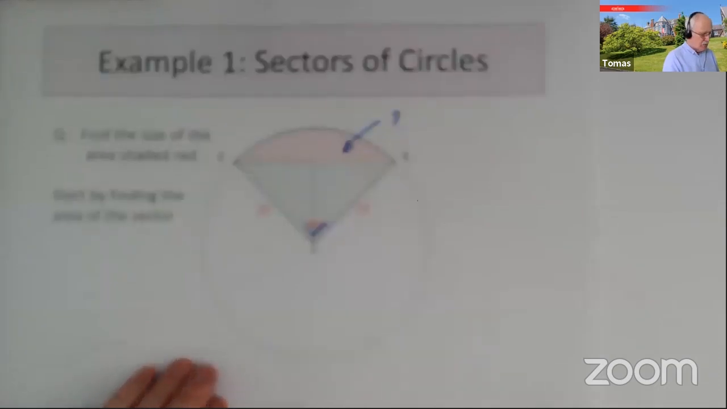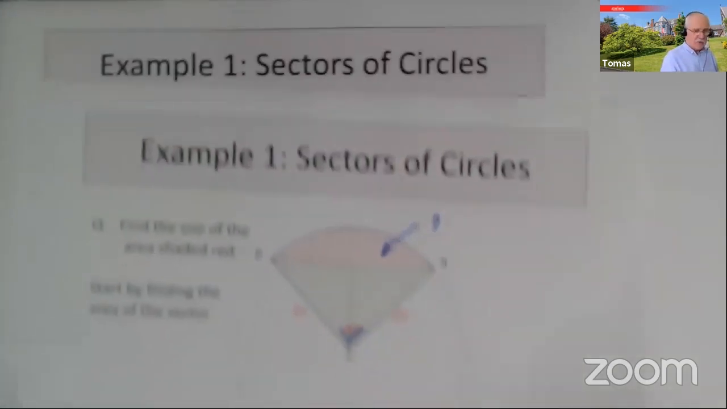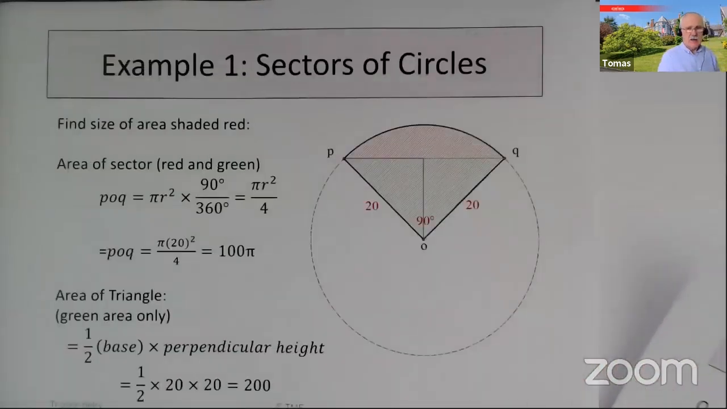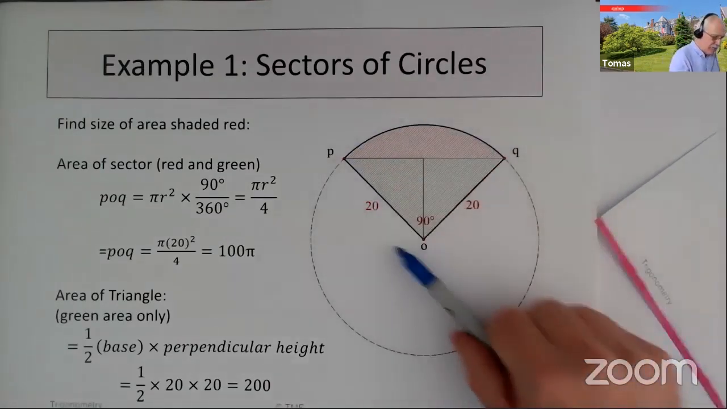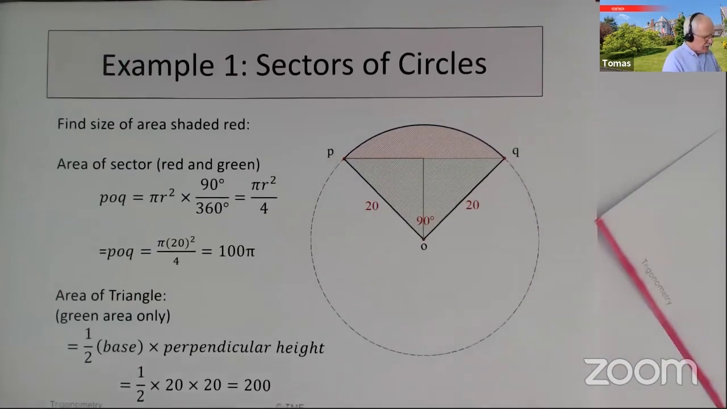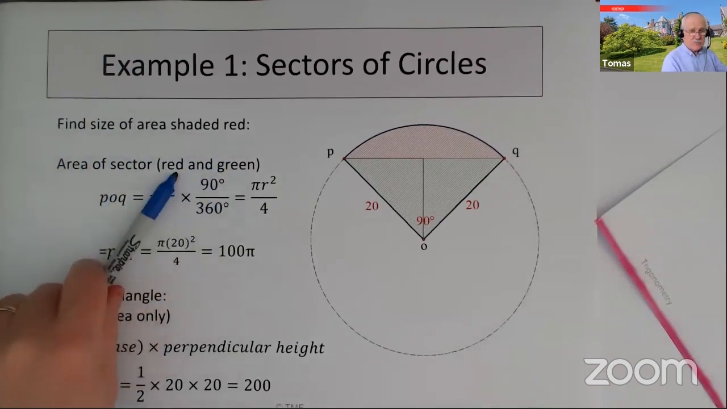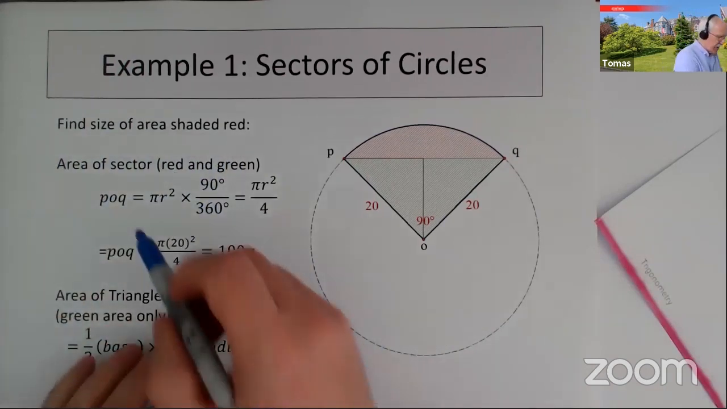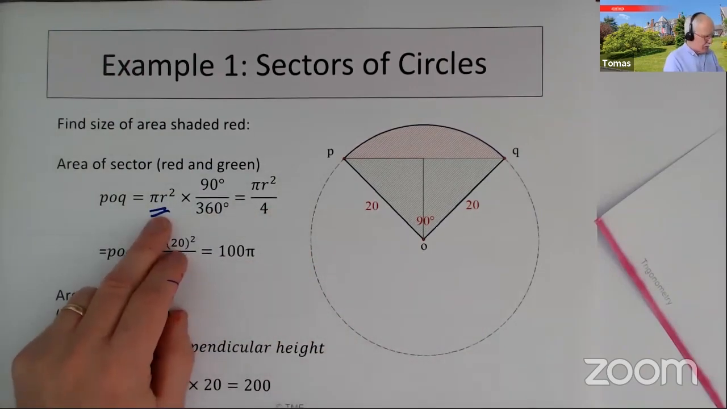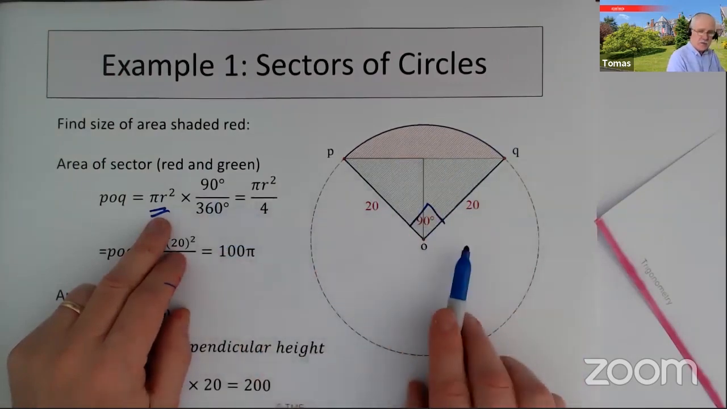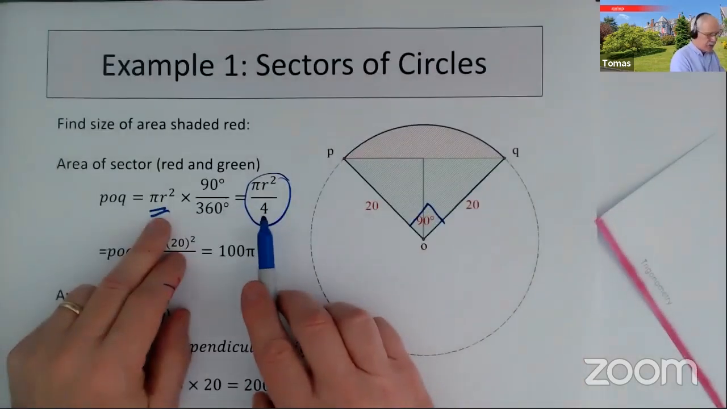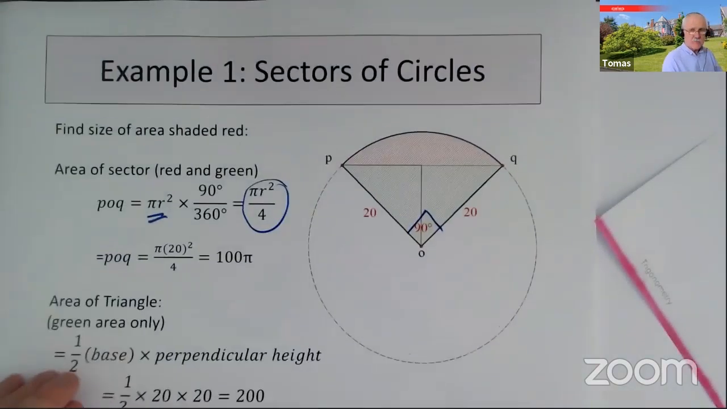So how do we do that? We'll try to find out how much is in the overall sector and then in the green bit. So let's look at the red and green together. The area of a circle is pi r squared, but the bit we have is only 90 degrees of it. So we're only getting 90 out of 360, or a quarter of the whole circle. So a quarter of the circle is pi r squared over 4. Is that okay?